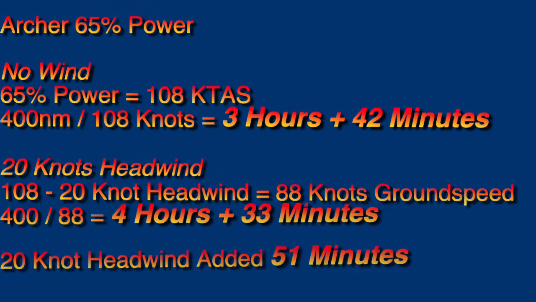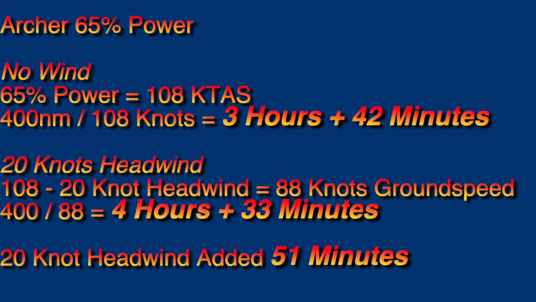Let's compare the Archer with the Turbo Centurion on that same 400 nautical mile trip, comparing a zero wind trip to one with a 20 knot headwind, and see how they fare. So for the Archer at 65% power, its ground speed is going to drop from 108 knots down to 88 knots, and its trip time is going to increase from 3 hours 42 minutes all the way to 4.5 hours. So that 20 knot headwind would cost the Archer about 51 minutes.